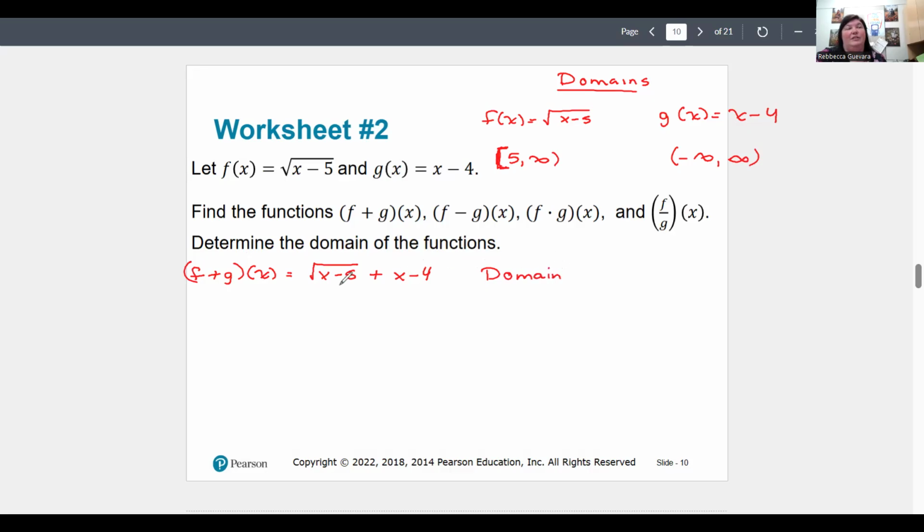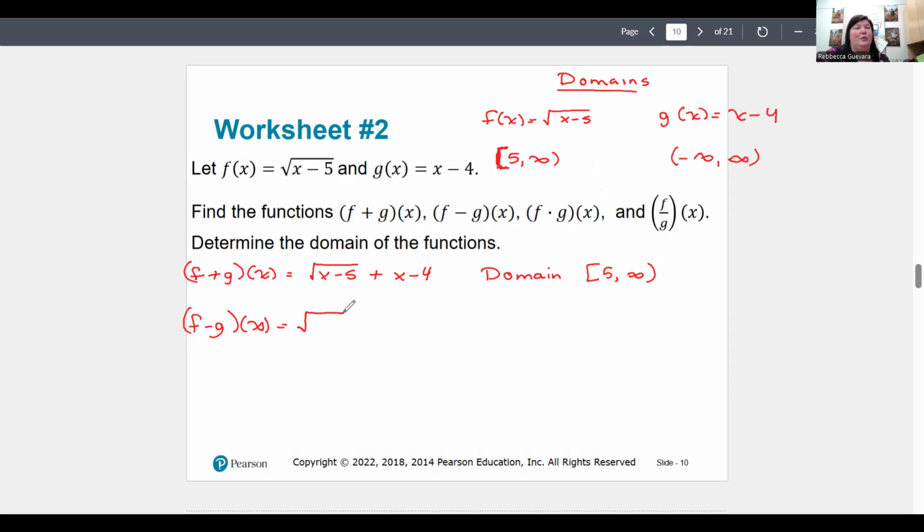we know that the only thing that is a problem for this is this radical. So our domain is going to be 5 to infinity because I just have to make sure that the radicand under this radical stays non-negative. So all we did is basically we did what we call an intersection of these two. We just saw which one would have to take over. If we do f minus g, I already know the domain of f plus g. I already know the domain of f minus g.